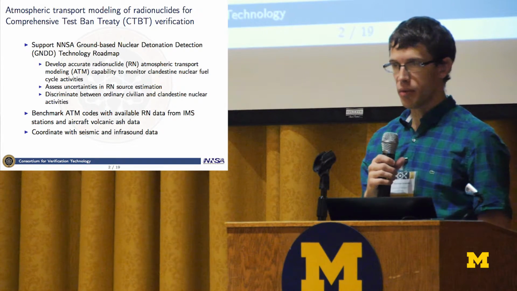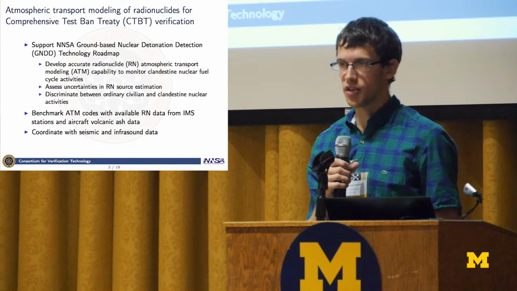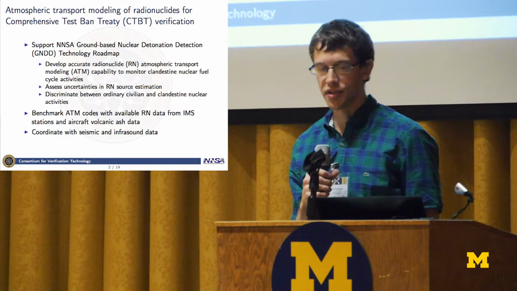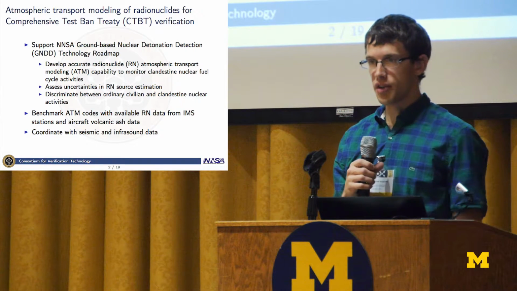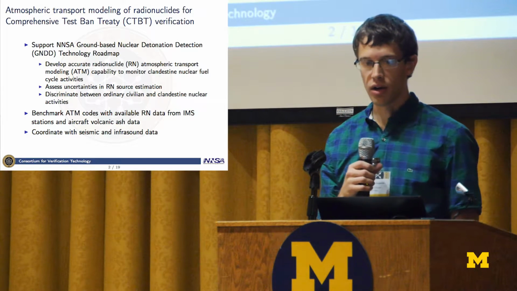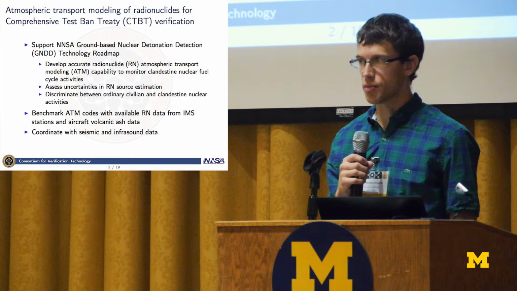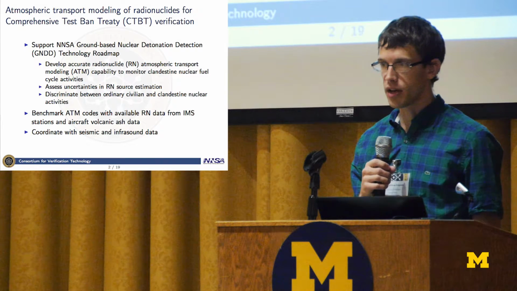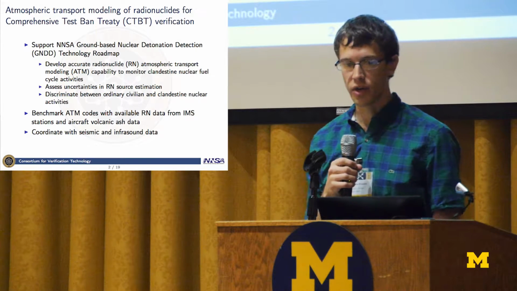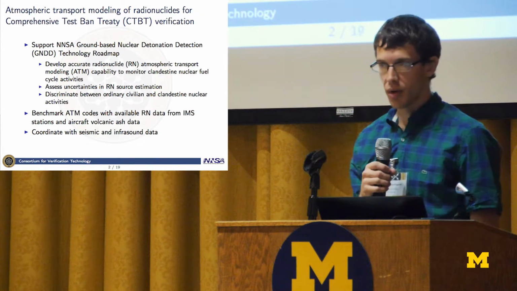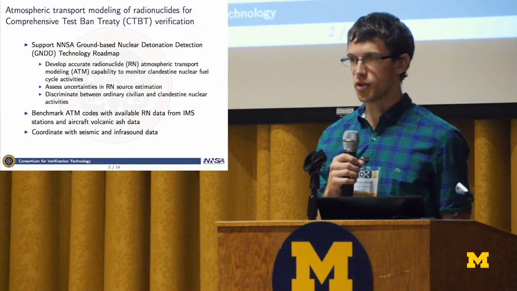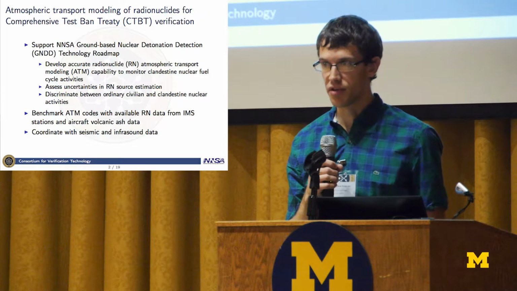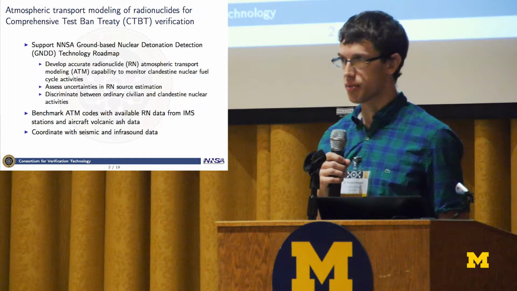And so part of what we need to be able to do is assess some of the uncertainties in our source estimation, and discriminate between civilian sources and clandestine ones. Some of the ways that we're going about doing that are benchmarking some of our atmospheric transport modeling codes, or ATM codes, with the available radionuclide data and other data sets, including volcanic ash data. And what we'd ultimately like to be able to do is coordinate our efforts with the seismic and infrasound data and incorporate different modes of data and come up with better decision-making capabilities.